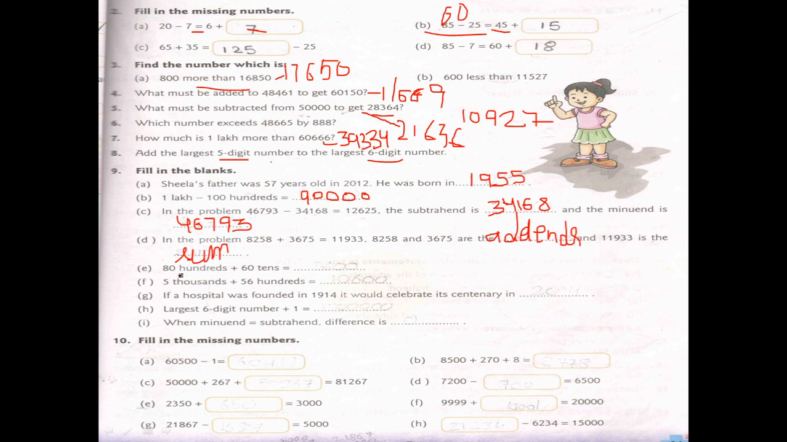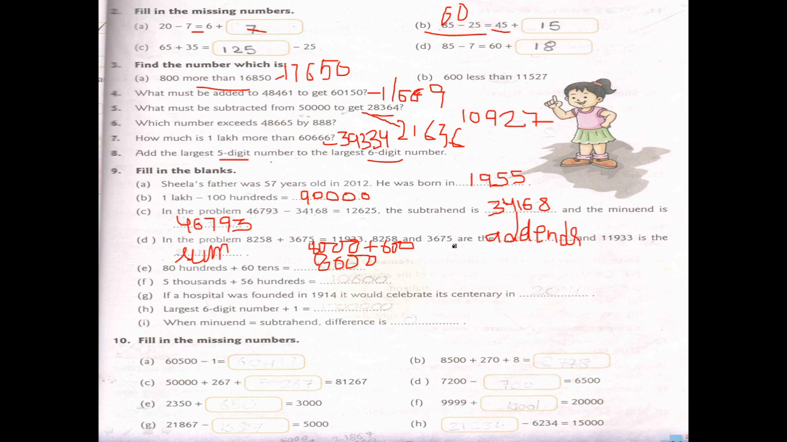E. 80 hundreds plus 60 tens is equal to how much? So 80 hundreds is equal to 8,000. 8,000 plus 60 tens means 6 into 10, that one is equal to 600. So when you are adding these two numbers, your answer is 8,600. This one is your answer.